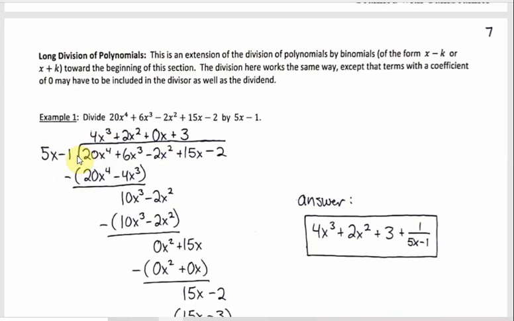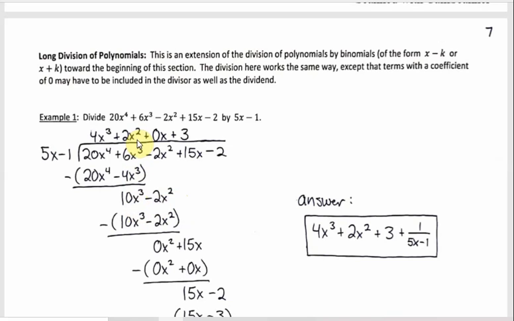4x cubed times 1 is 4x cubed. So you have 20x to the 4th minus 4x cubed. You got to subtract that out. You end up with 10x cubed. You bring down the next term, the minus 2x squared. You say, all right, what do you need to multiply 5x by to get 10x cubed? 2x squared, right? Because 2 times 5 gives you the 10.